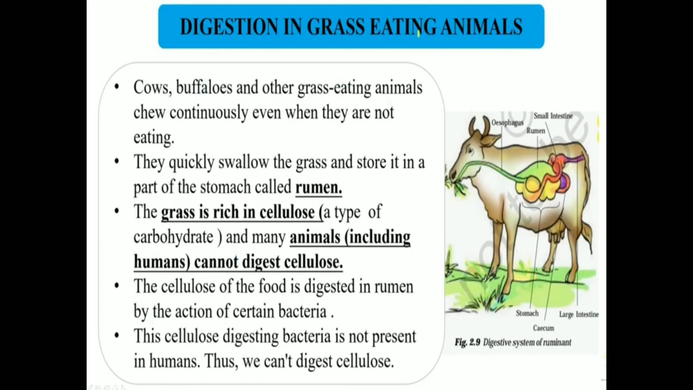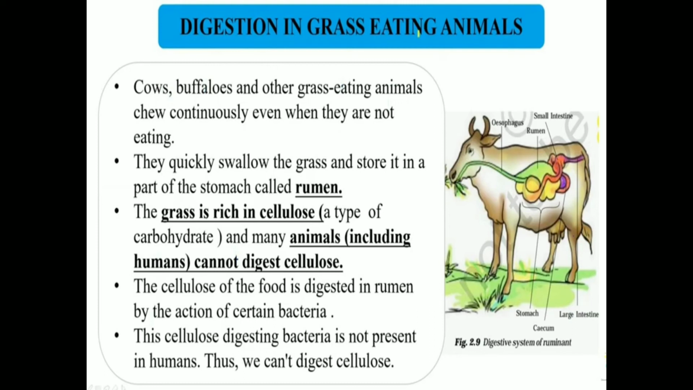What I told you is when a cow or any other grass eating animal eats grass, it will quickly swallow the grass without chewing it. It will store the grass in the rumen, in this compartment. Why? Because the cellulose present in the grass will be digested. After the cellulose is digested, the partially digested food is called cud, and this cud returns to the mouth in small lumps, and animals chew this. That's why you find them chewing the food continuously.